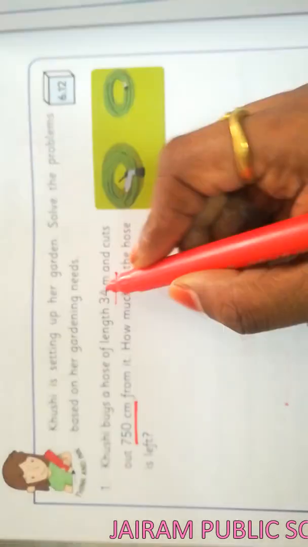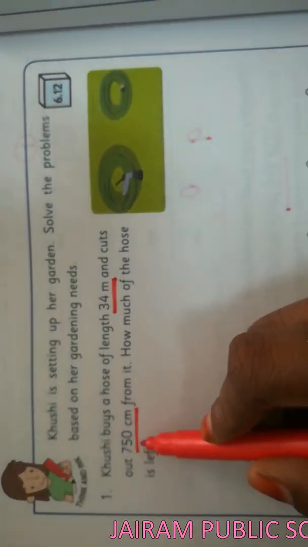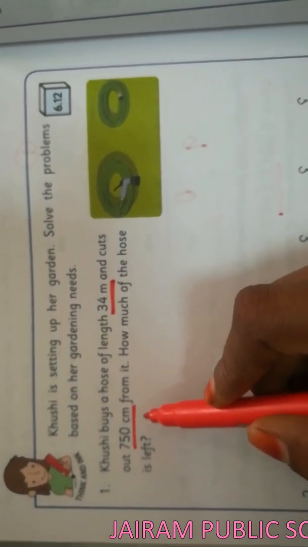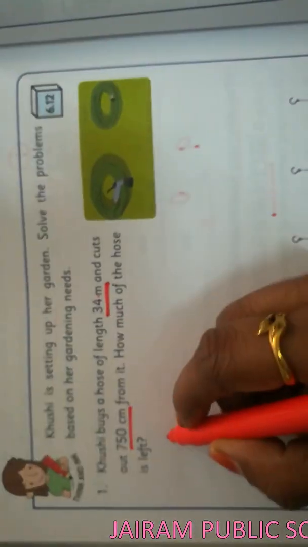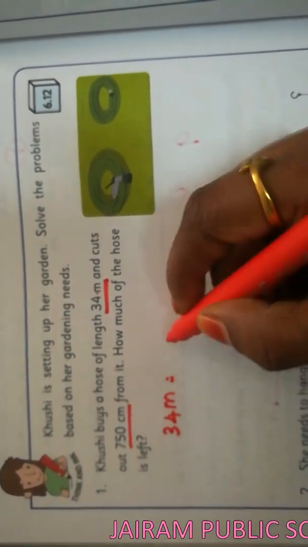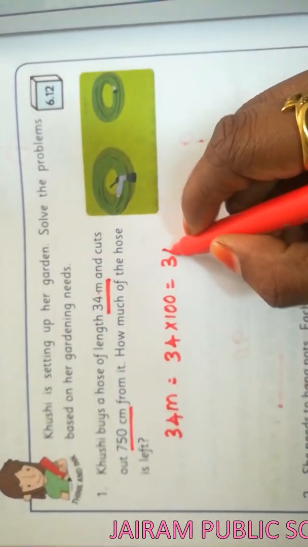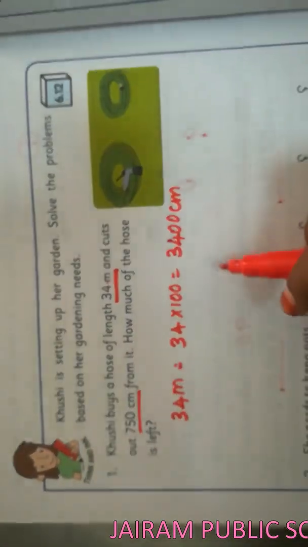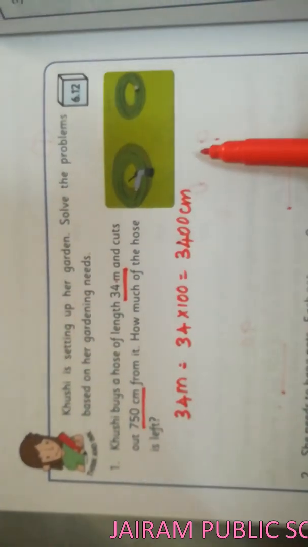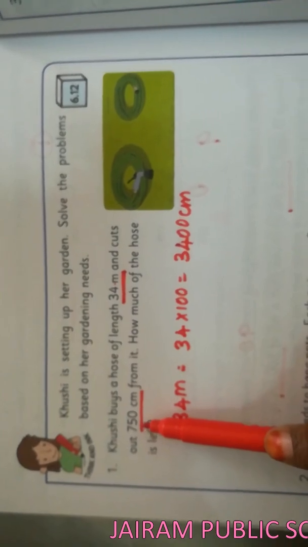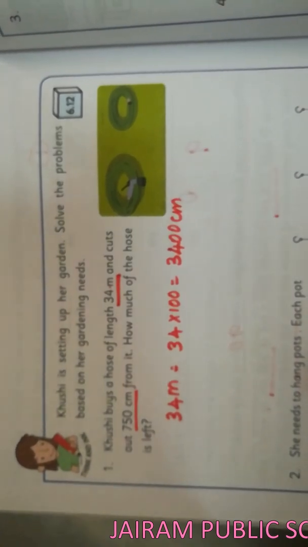For this, we have to see the units of the numbers. Here 34 meter is given, here 750 centimeter is given. So first we have to change the units from meter to centimeter. So 34 meter will be changed as 34 multiplied by 100, which is equal to 3400 centimeter. Now the total length of the hose will be 3400 centimeter. In this hose, she is cutting down 750 centimeter from it.